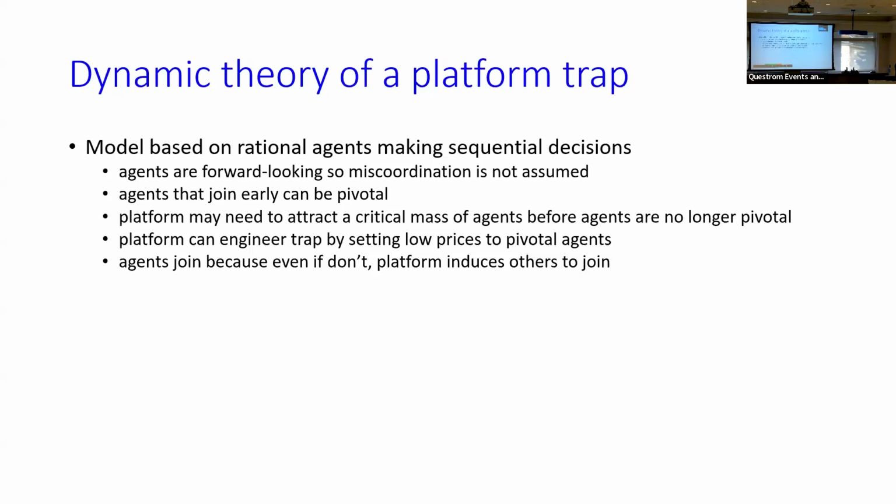And depending on the payoff functions, some early agents may be what we call pivotal, meaning you absolutely need to get those agents to get the platform off the ground. And yes, you're going to have to charge lower prices to those, and those agents are going to be better off because they get lower prices. However, once you've got those on board, now I can basically exploit later agents. So typically what happens is earlier agents are better off, later agents are worse off. But overall, it's quite possible that everybody's worse off. That's kind of what we show.